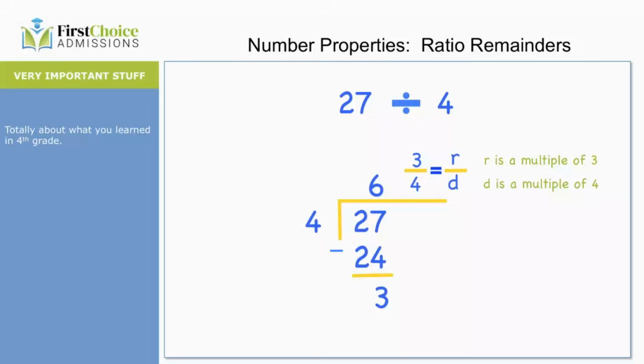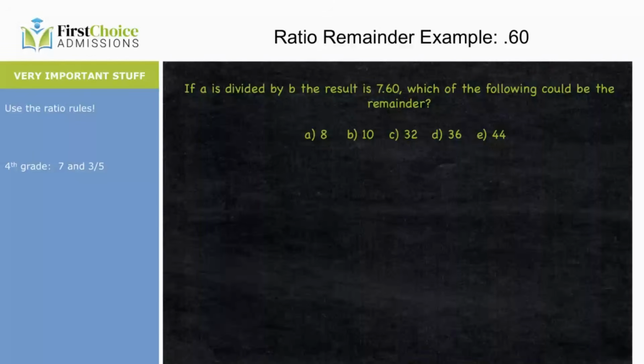Now, I know that some people have probably tried to describe these relationships to you in very, very confusing ways. It's not really necessary for the test to understand the relationship beyond we got ourselves a ratio, and it's always remainder over divisor. That's the most useful way to think about this, and because that's true, they can ask you this. If A is divided by B, the result is 7.60. Which of the following could be the remainder? And then we're given 5 choices.